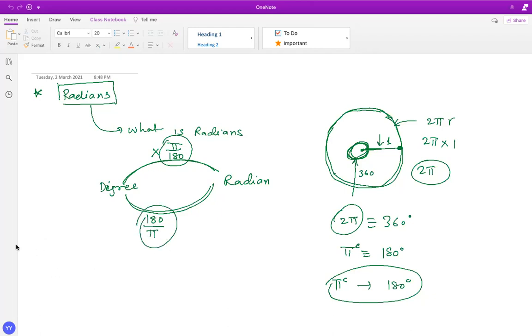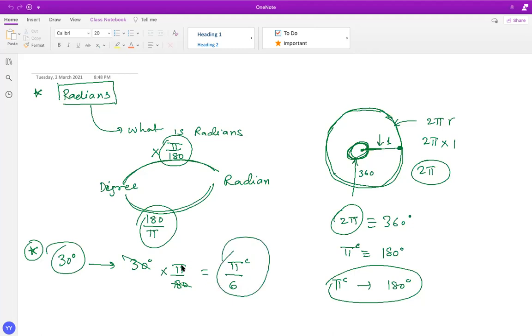Here, let's take an example. Let's say you wanted to convert 30 degrees into radians. For 30 degrees, I have the multiplier pi by 180, and here we get pi by 6 radians if you simplify this. So 30 degrees is equivalent to pi by 6 radians. Also, if I look at 90 degrees, I can say it is 90 times pi by 180, so that is going to be pi by 2 radians.